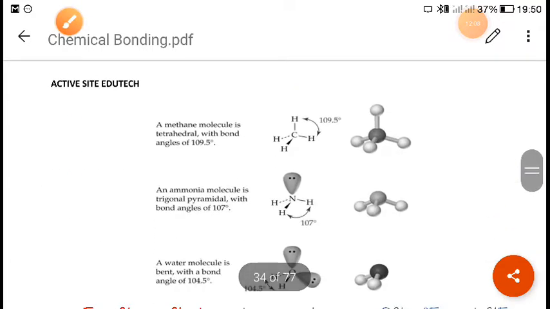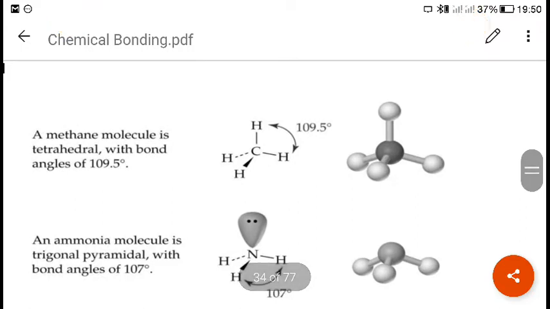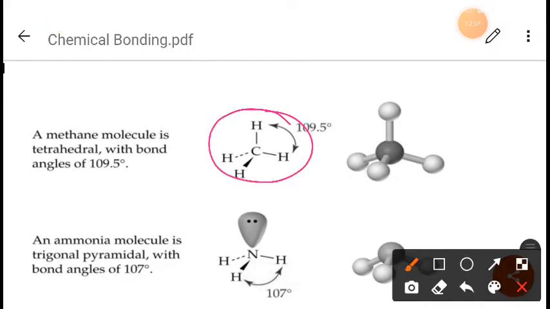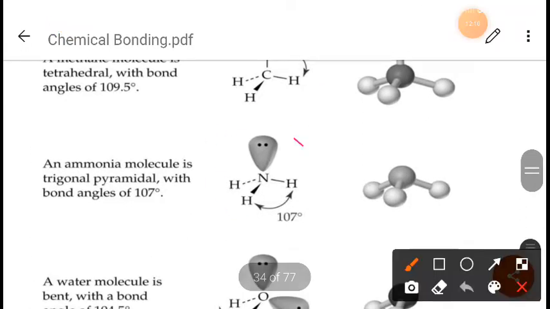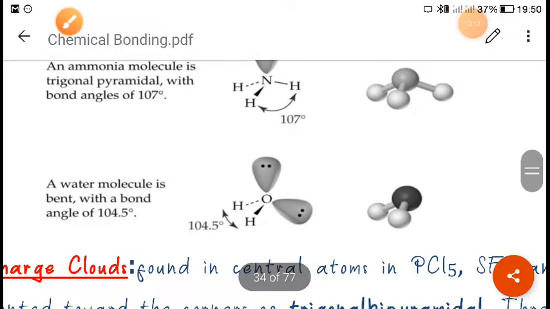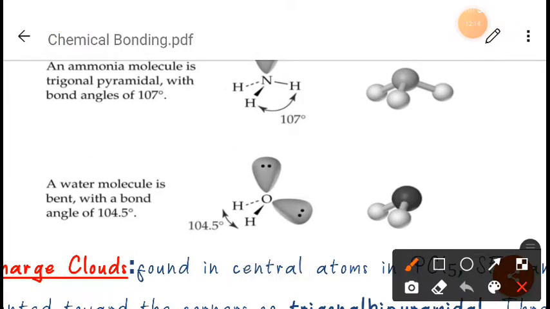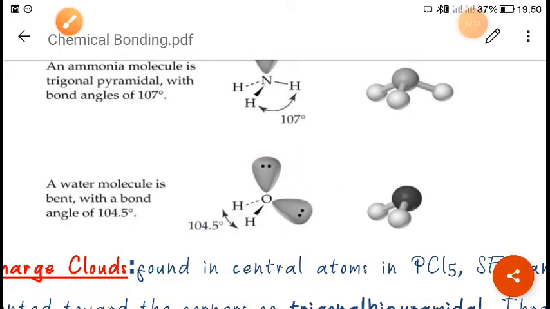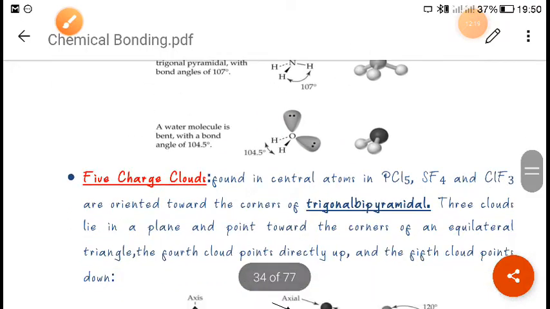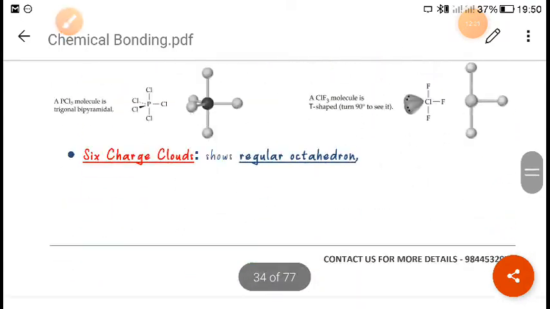Okay, so as you can see, the shape of CH4 is given. This is called tetrahedral. Here also you can see the shape of NH3, and here you can see the shape of H2O. Okay, now next is the five cloud system. So it is also the same, and the six cloud system is also the same, as you can see here.